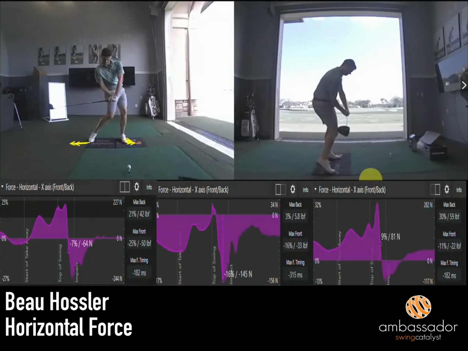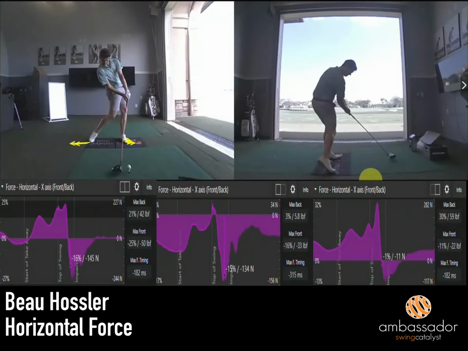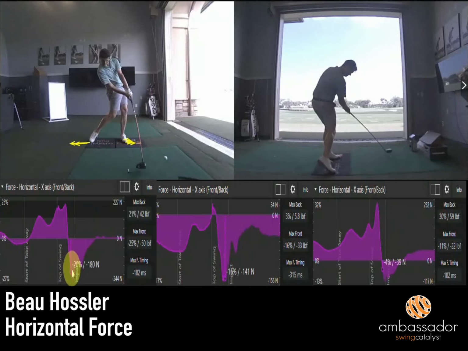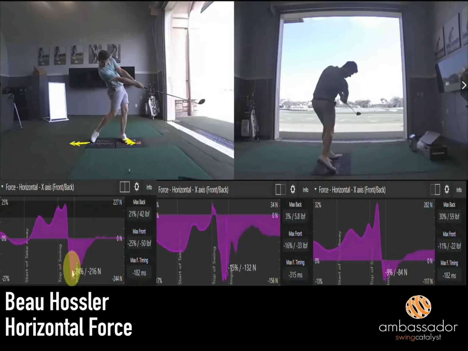That to me is a little bit too late, and when I say too late, it's because I would always like this downward part of our graph to peak around here, somewhere between shaft parallel and just before impact. And as you can see, he's not quite getting there. That peak occurs after impact.